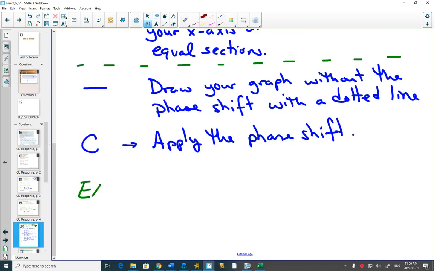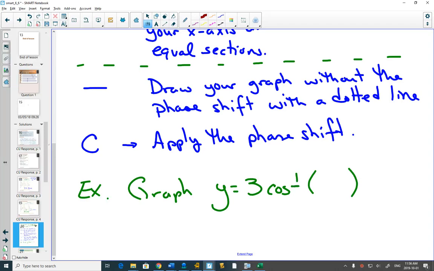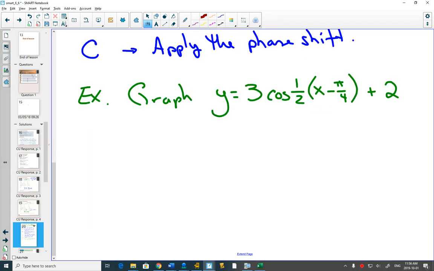Example, graph y equals 3 cos 1/2 x minus pi over 4, plus 2. So let's look at what happens to this graph when you graph it with the DAB-C. Okay? The nice thing about the shortcut is you can go to your graph right away.